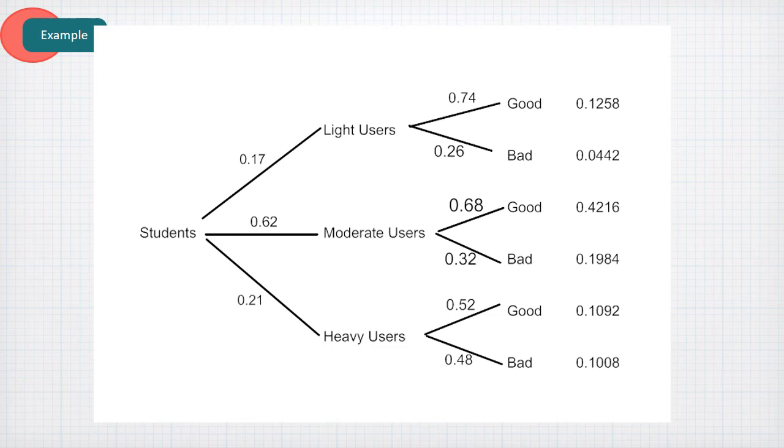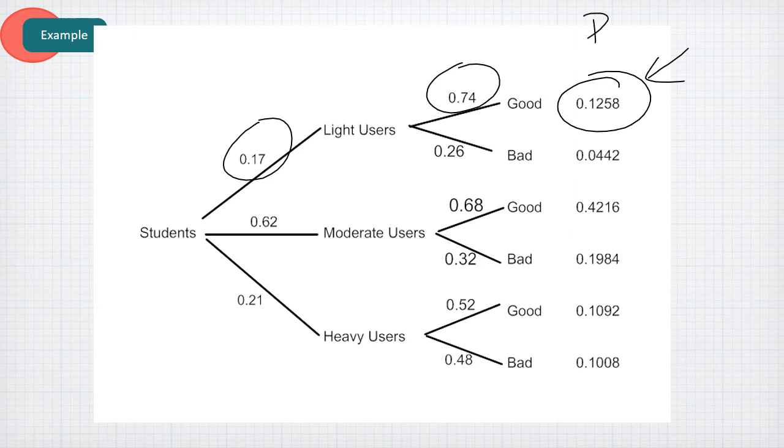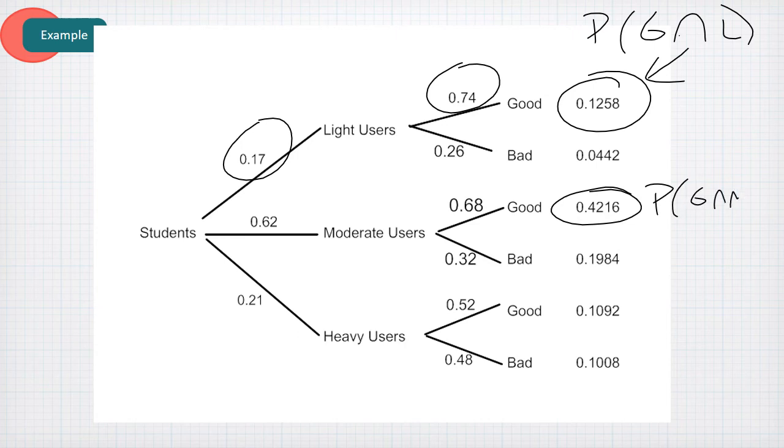Okay, so now we have a probability of good here, and this, by the way, is this number multiplied by this to give me the probability of having good grades and being a light user. And then this good is the probability of good grades and moderate user, and then this good is the probability of good grades and heavy users. So we're going to need to take all of these and sum them up to get our overall probability of good.